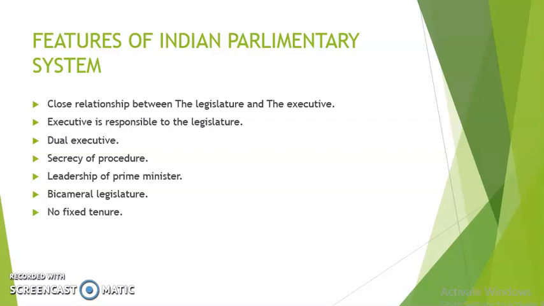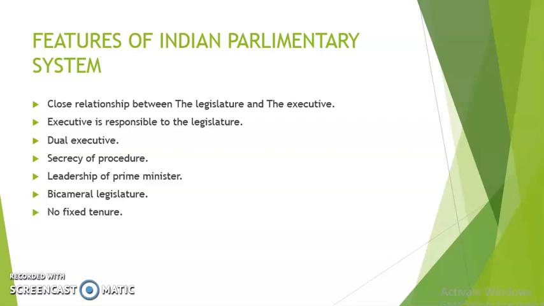Fourth one, secrecy of procedure. This is a very important feature. Here all the cabinet proceedings are secret. The members of the executive have to follow the principle of secrecy in matters such as proceedings, executive meetings, policy making, etc. Indian ministers take an oath before they enter office that they will maintain secrecy. Leadership of the Prime Minister. The PM is the leader of the majority party, as we all know.